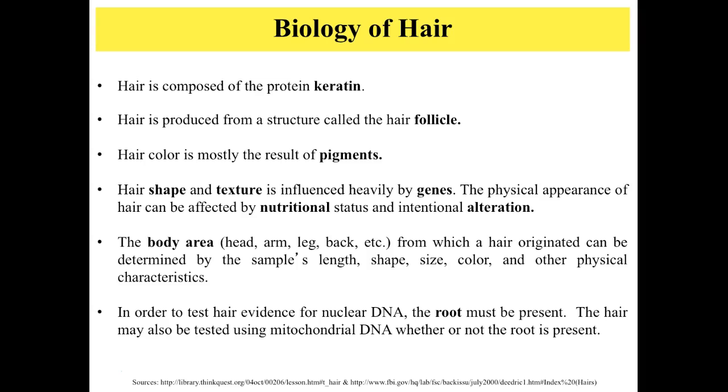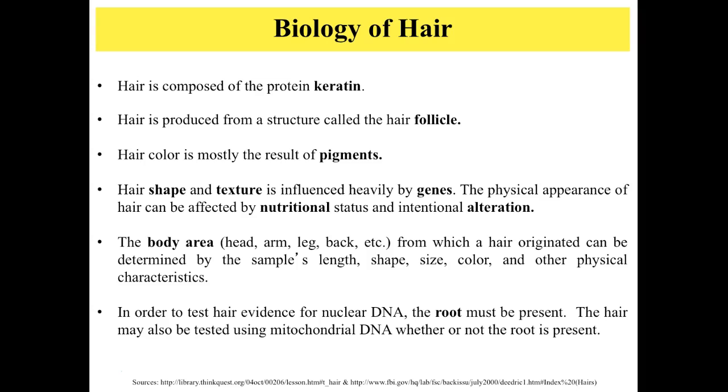Humans develop hair follicles during fetal development, and no new follicles are produced after birth. So all the hair you're going to have is determined before you're born. Hair color is mostly the result of pigments. Pigments are the chemical compounds that are present in the hair structure that reflect certain wavelengths of visible light, which gives you the particular color of hair that you have.